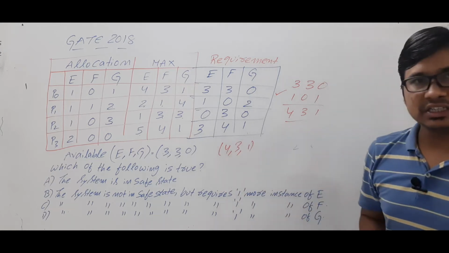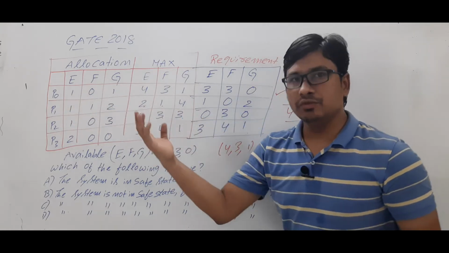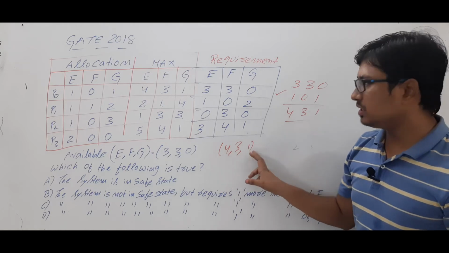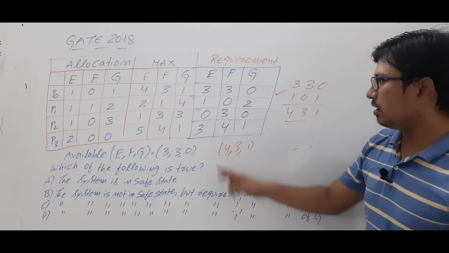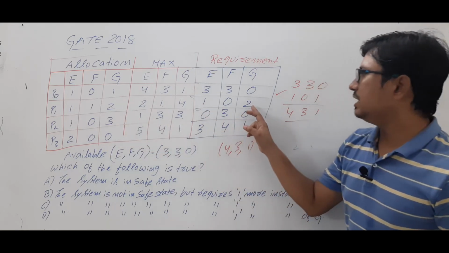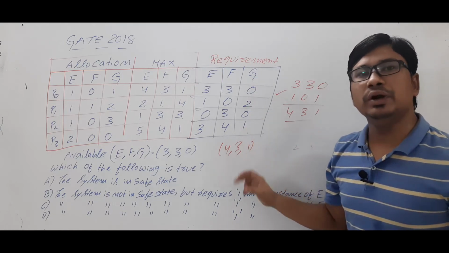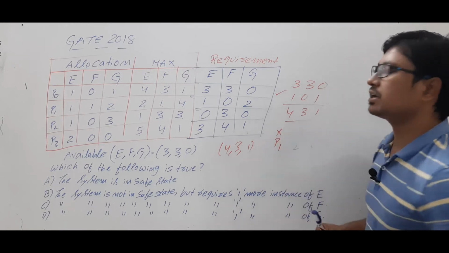Are you able to understand it or not? Because 1, 0, 1 will be released. Okay. Now if you have the availability 4, 3, 1, can we satisfy the P1 requirement or not? We cannot satisfy the P1 requirement because it needs 2 instances of resource G, but we have only 1 instance of resource G. So we cannot satisfy the P1 requirement.